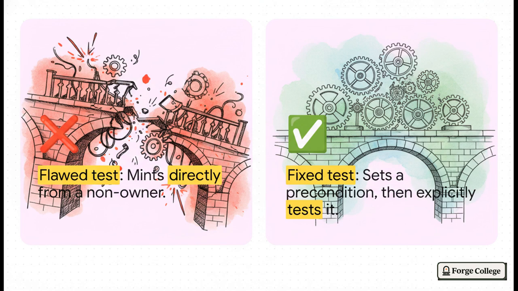necessary. Instead of a flawed test that just aggressively tries to mint directly from a non-owner, we cleanly address our hypothesis. We add the missing precondition. We set a supply cap in the constructor, we explicitly test that the cap works, and then we test the ownership logic. We applied a minimal fix by aligning our test specification with the contract's actual layered logic, rather than tearing down the walls and starting over.